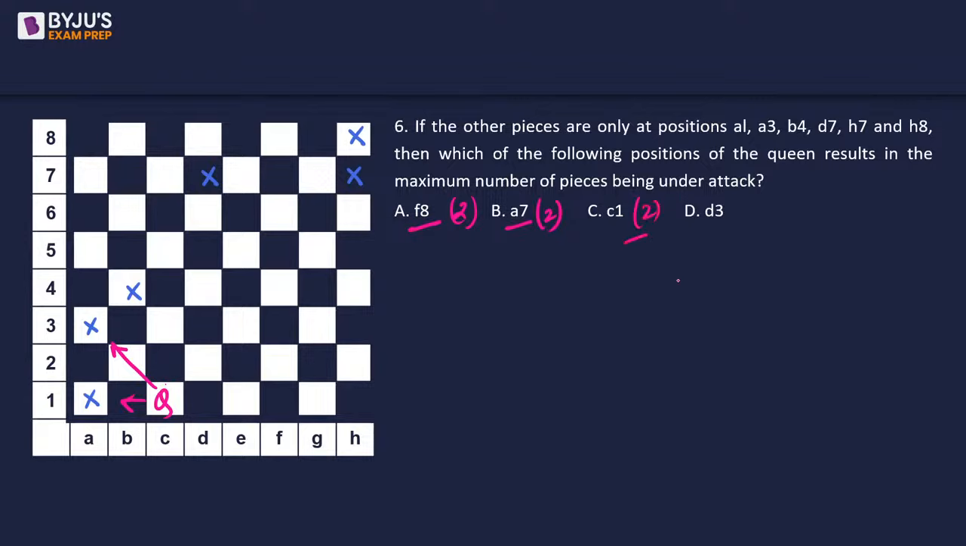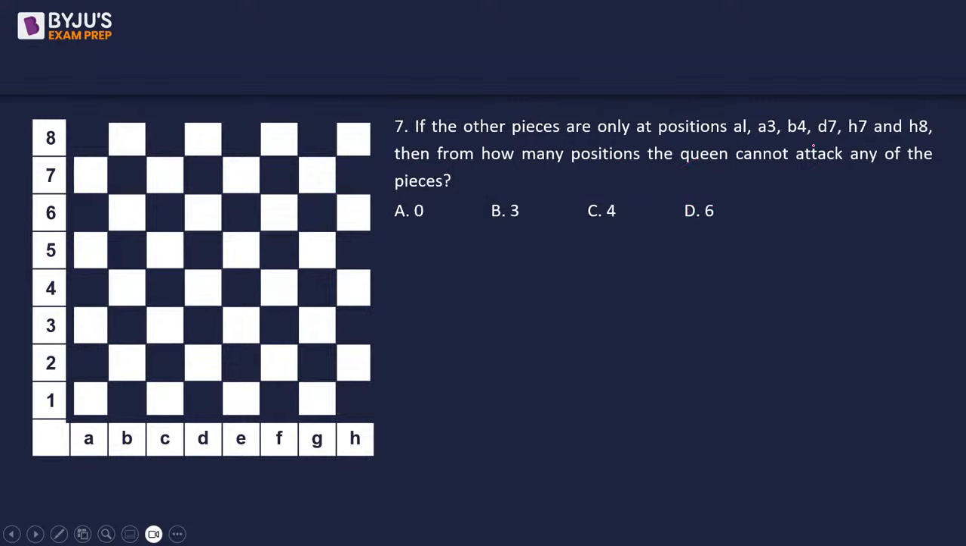So obviously we know the answer is going to be D, because we need to find the maximum number of pieces under attack. So far all are 2, so it won't be any of these options; it should be option D. Let's verify this. If we put the queen at D3, this is where the queen is. So the queen will have 1, 2, 3. So 3 pieces it can attack, which is the maximum among the given options. So D is going to be the answer, right? Okay.